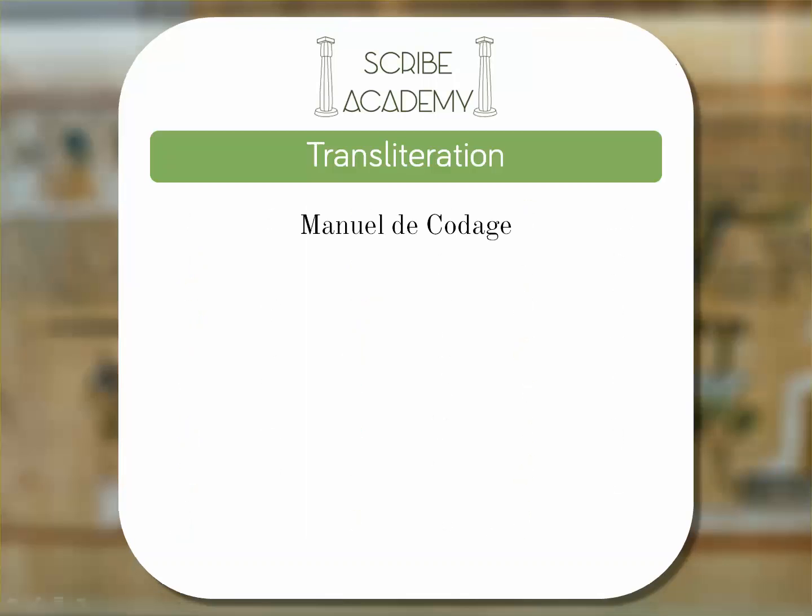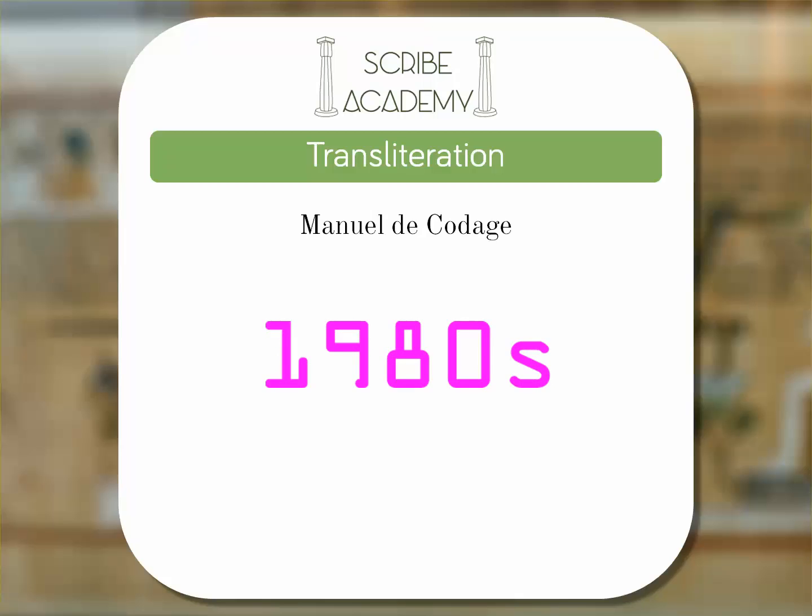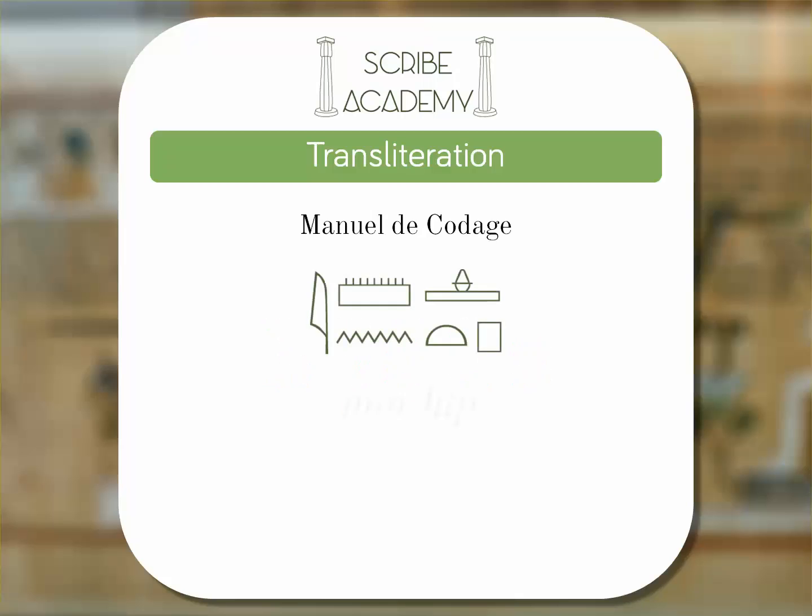Because of these non-standard characters, when on the internet, Egyptologists often use a system called manual decodage instead of transliteration. It was developed in the 1980s and was originally designed to allow Egyptologists to faithfully represent entire Egyptian texts, including the exact positioning of each hieroglyph, without needing hieroglyphic and transliteration fonts, which were scarce back in those days.